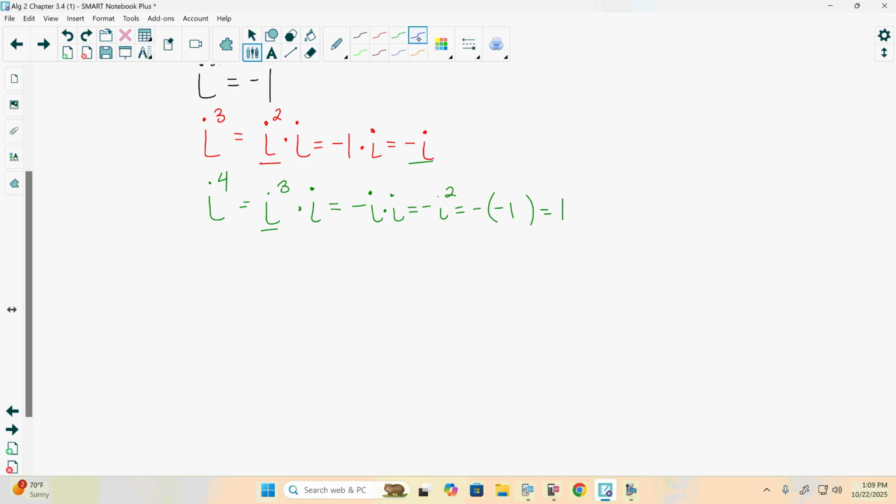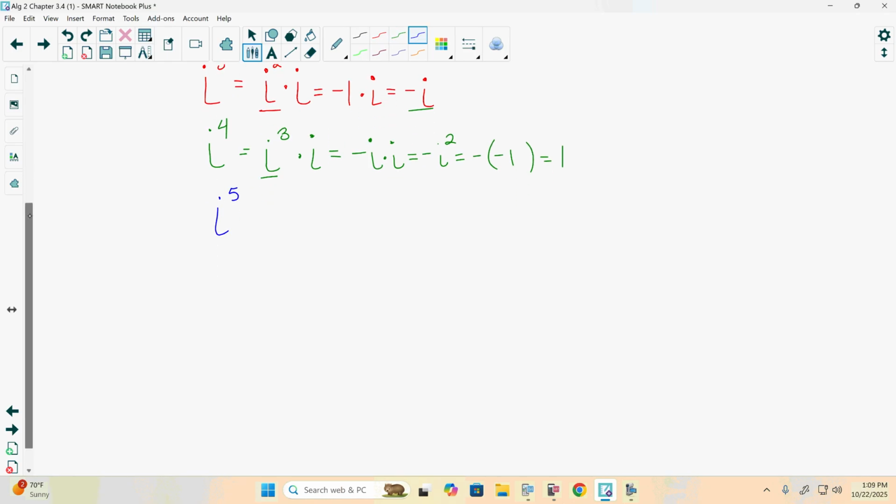We're going to keep going. We're going to go to i to the 5th power. Well, as the pattern we've been using, we can say that we have i to the 4th times i. Again, i to the 4th, we've already said what it is. i to the 4th is 1. One times i is i.